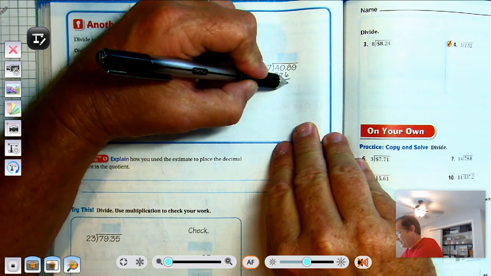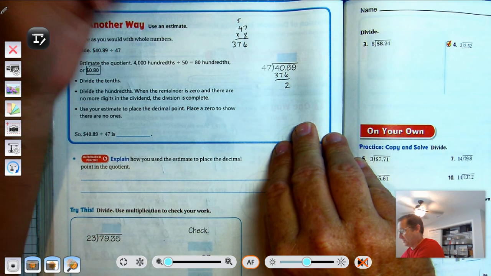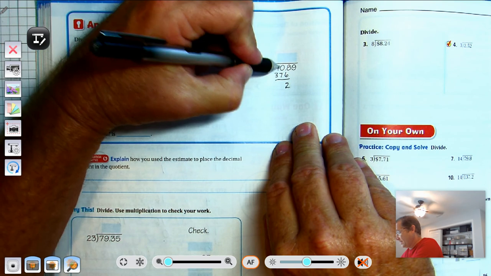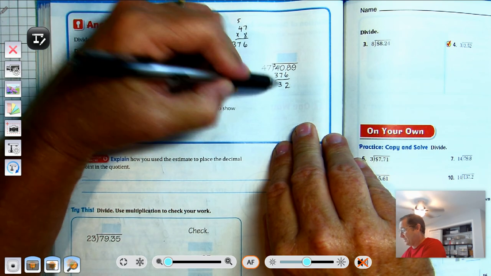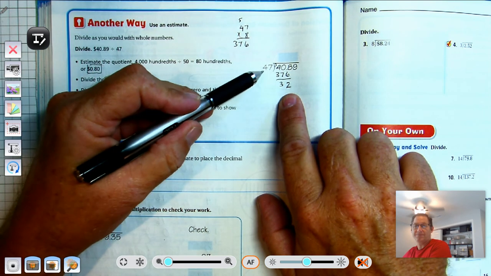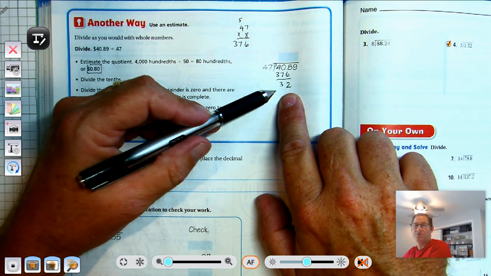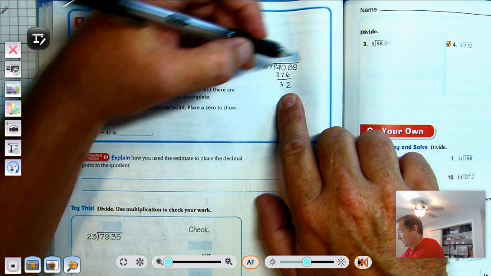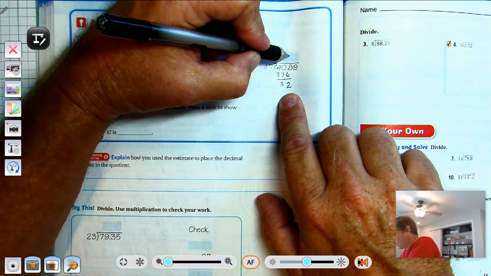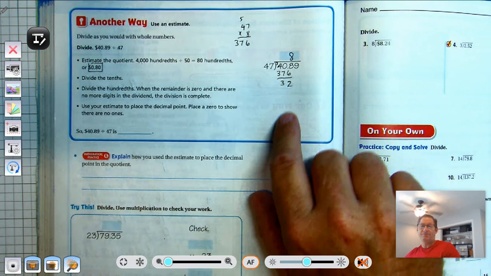So 8 take away 6 is 2. I can't take 7 from 0, so I'm going to have to regroup. And 10 take away 7 is 3. So 32 is less than 47, and I can't share 32 with 47 groups. So we do have 8 there.